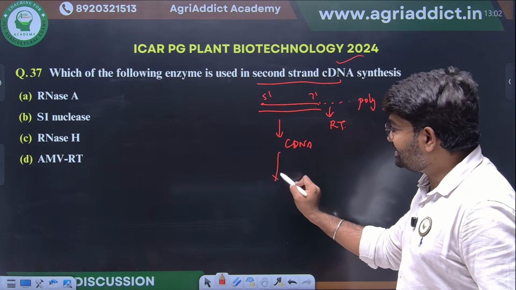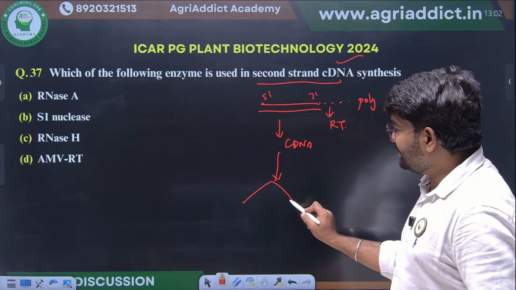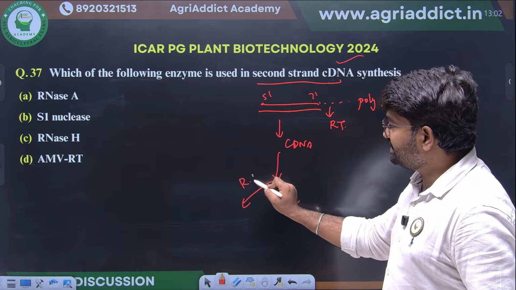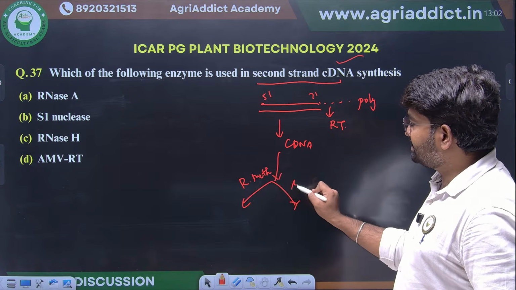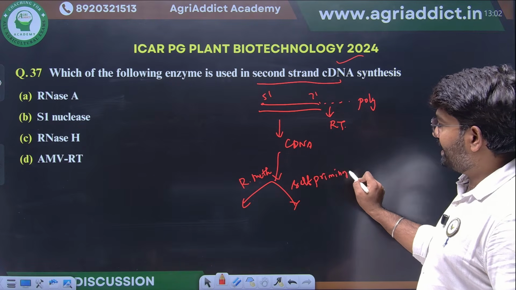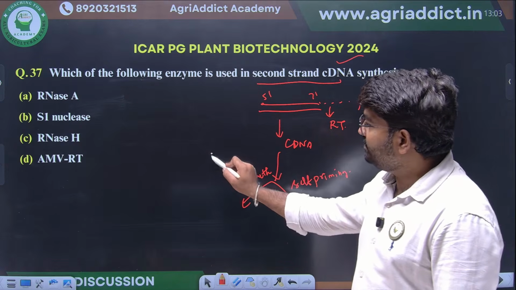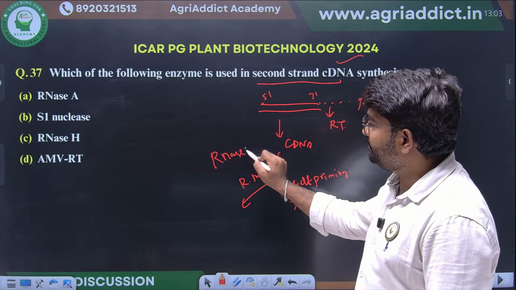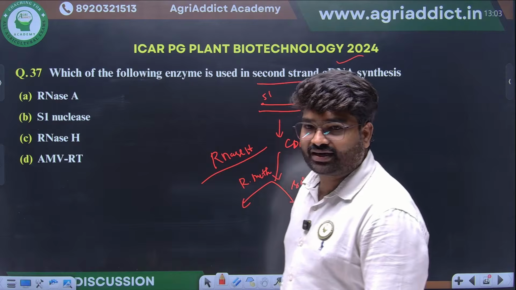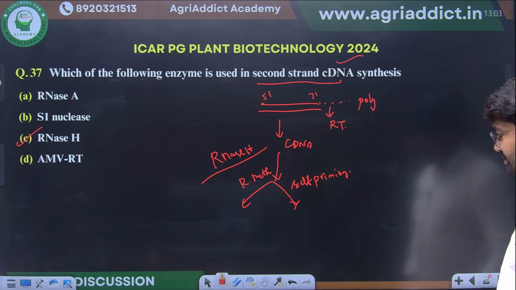For second strand synthesis, what will we use? There are two different strategies: one is the replacement method, another is self-priming. I have discussed this in our class itself. Here, what will we use? We will use RNase H enzyme. This we have already seen in our class. So, RNase H will be the right option.